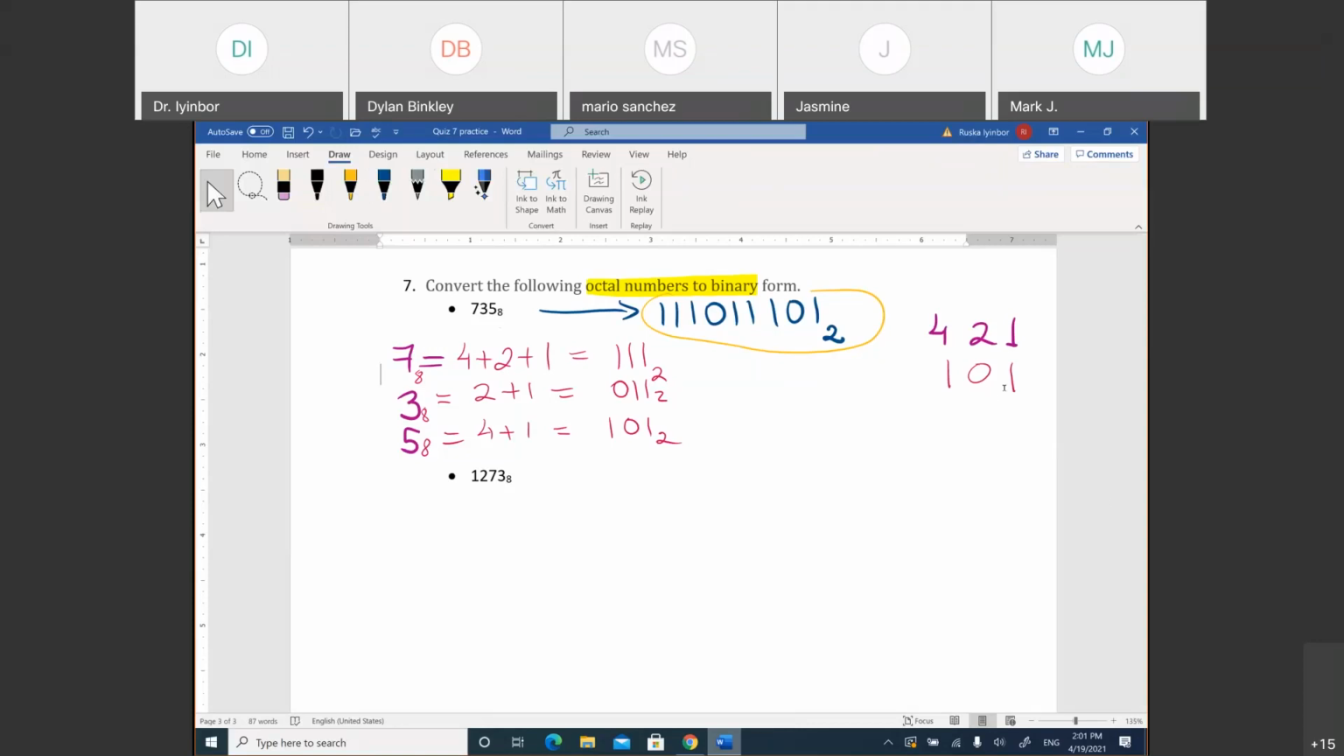See, the number 1 is the same in binary, the same in octal, the same in decimal. It's 1. But it depends. Now, if it's octal 1, then it's going to have 3 digits. It's going to be 0, 0, 1. Okay, so you have to put the zeros. Yeah, that's a very good question. Thank you, Jasmine. So the number 1, in which system? Decimal?